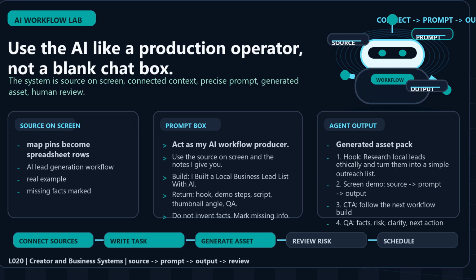Here is the production system we will use from this point forward. First, put the real source on screen. That source can be a messy note, a transcript, a spreadsheet, a customer message, a content calendar, a tool page, or a simple example. The point is that the AI is not guessing from a vague sentence. It can see the thing we are working from.